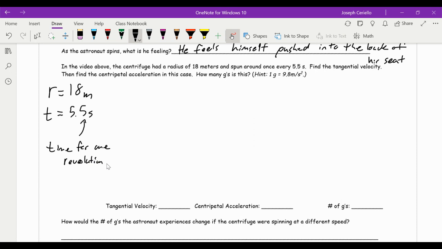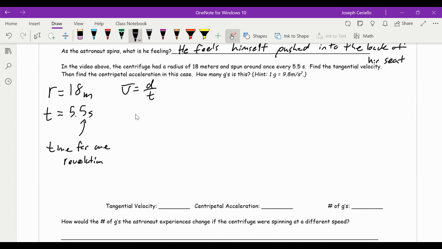So there's an equation that pops up in this unit. And what we have to do to find the tangential speed here is, since we don't have the centripetal acceleration or the centripetal force, we can use this equation: v equals d over t. Average speed equals distance over time.